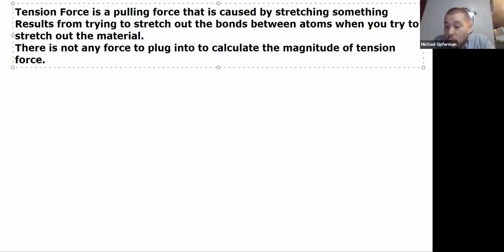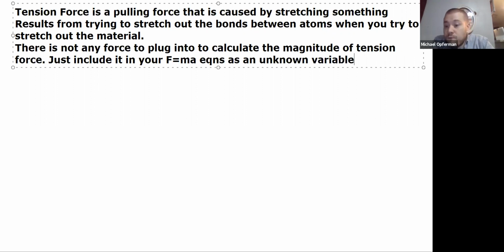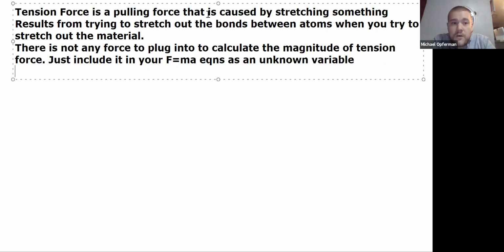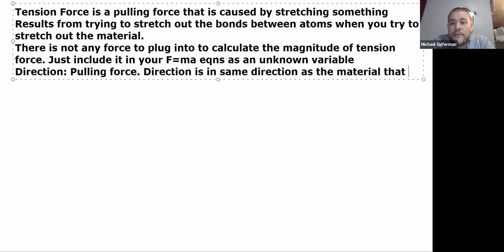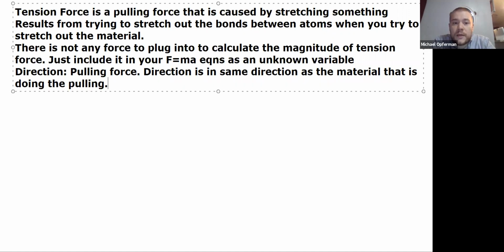Just like with the normal force we've already encountered and with the static friction force we've already encountered, just include it in your F equals ma equations as an unknown variable and solve for it that way. The only thing you do need to know about the tension force is that, since it's a pulling force, the direction is the same direction as the material that is doing the pulling, which is very simple, very straightforward.